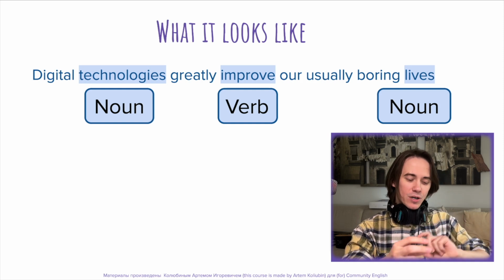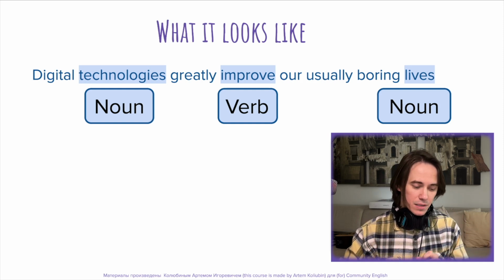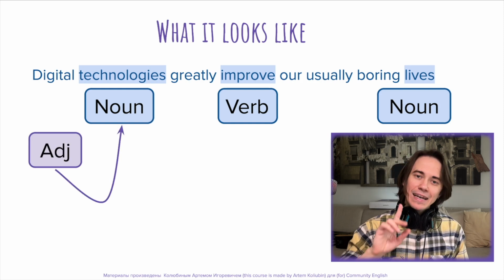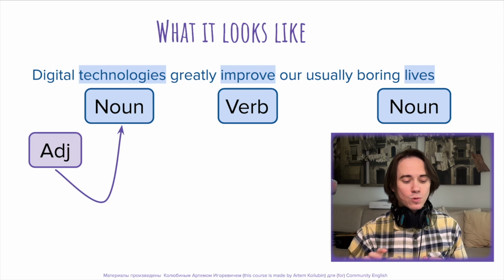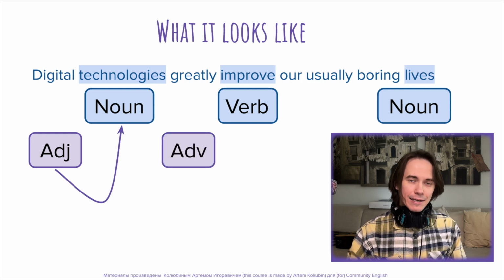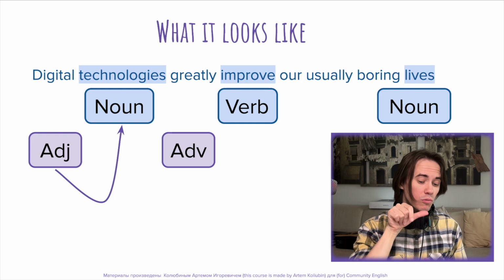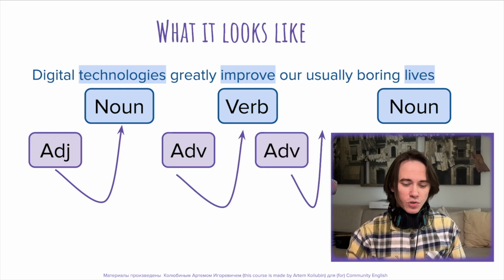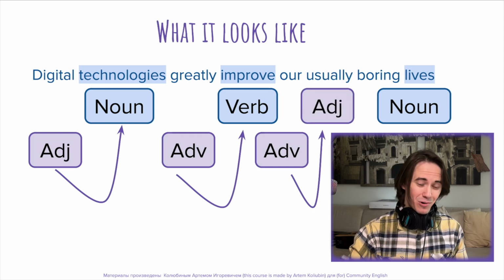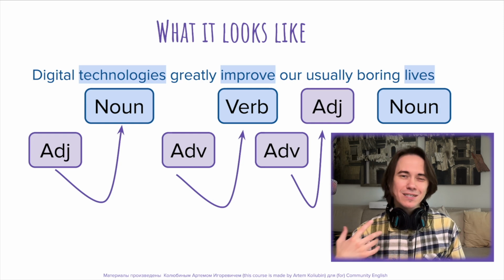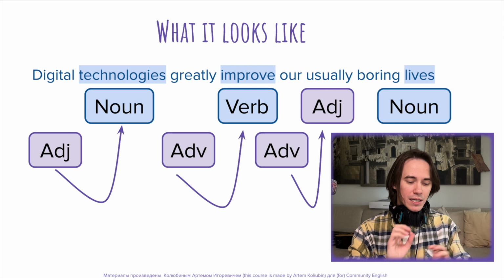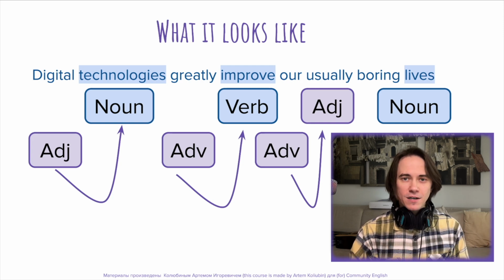But if you want to add extra elements, they should be in connection to the main elements. So for example, the word digital, it's an adjective, so it goes in connection to the noun technologies. So digital technologies. Greatly, which is an adverb, goes in connection to the word improve. So greatly improve. And again, adverb usually goes in connection to the adjective, which is boring, which goes in connection to noun, which is lives. So it's all kind of connected, and every word here fulfills its function, its role.